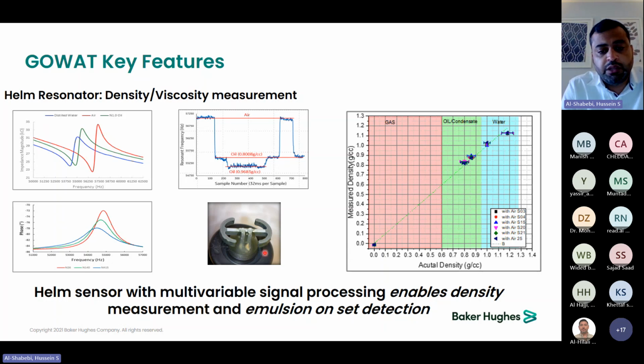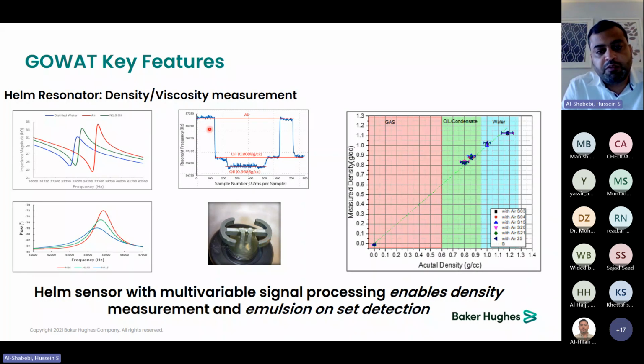The tool that we are running is very tiny, so we are running six of them, one on each arm. What we are doing is measuring the acoustic resonance of the flow running between these two tines, and utilizing the fast Fourier transformation and phase shift, we are converting that to density measurements and viscosity measurements.